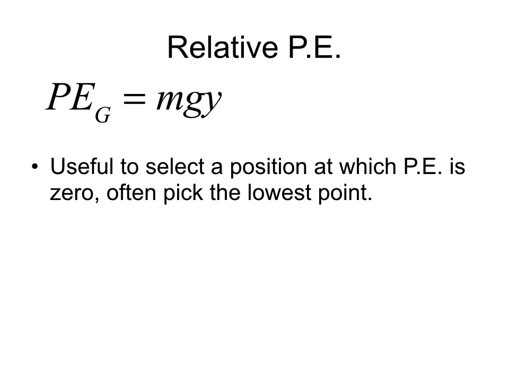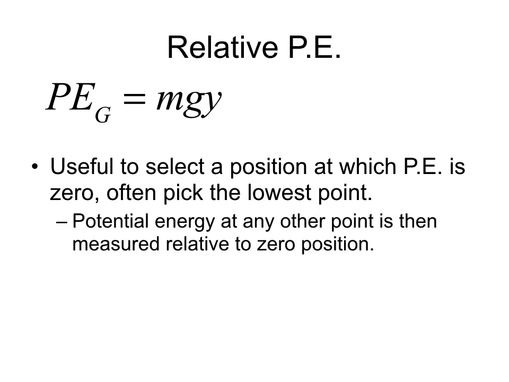So we pick our lowest point. So our height at this point might not be 0, but we'll take it to be 0 because that's the lowest point that our object will get. So potential energy at any other point is then measured relative to that 0 position.